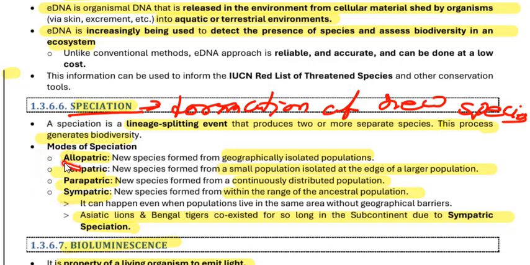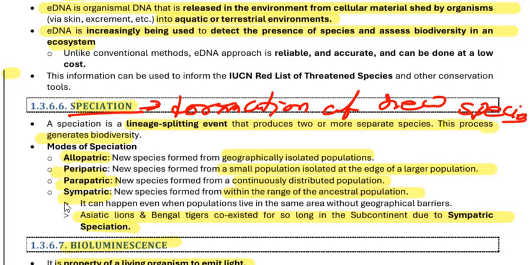First is allopatric. Allopatric is new species formed from a geographically isolated population. If two lands are geographically isolated and new species are formed, that is called allopatric speciation. These are important words. Peripatric, new species are formed from a small population isolated at the edge of the larger population. Next is parapatric, new species formed from a continuously distributed population.